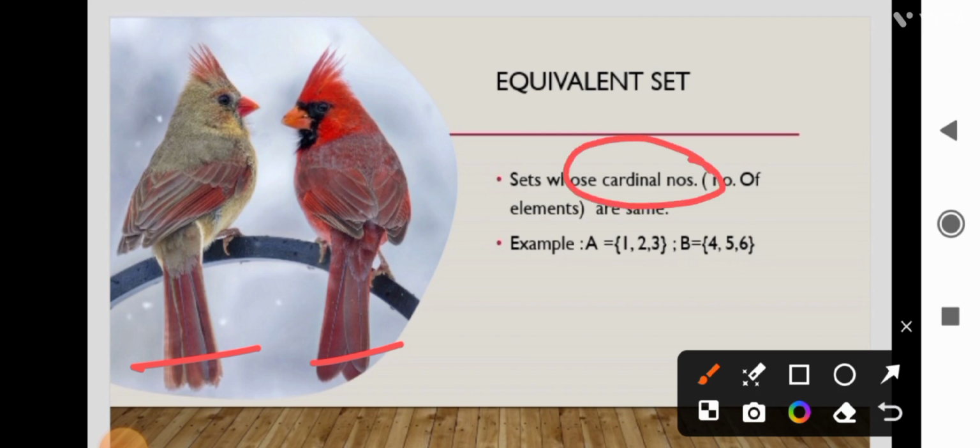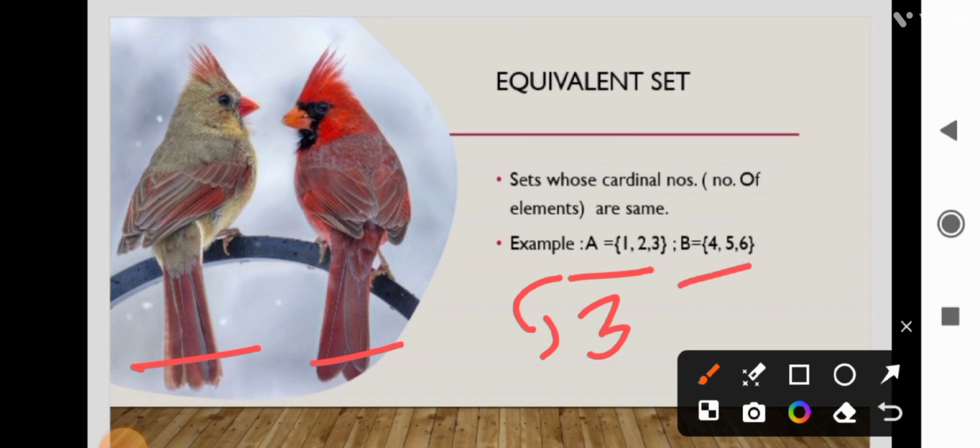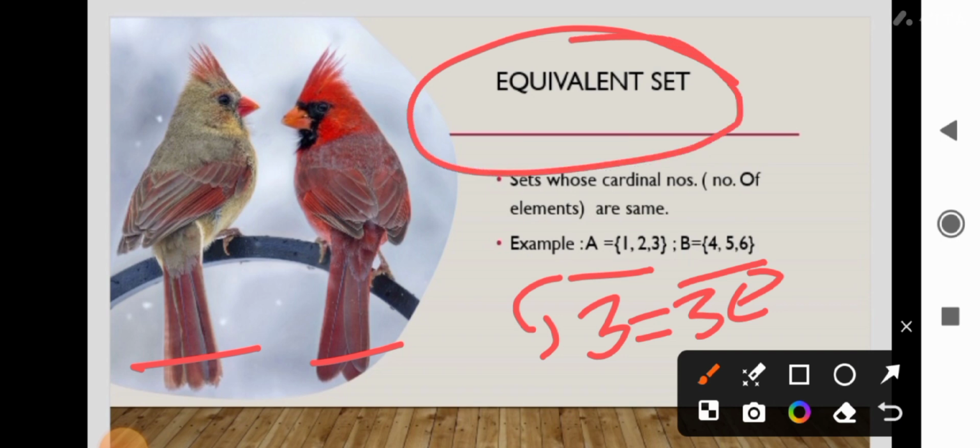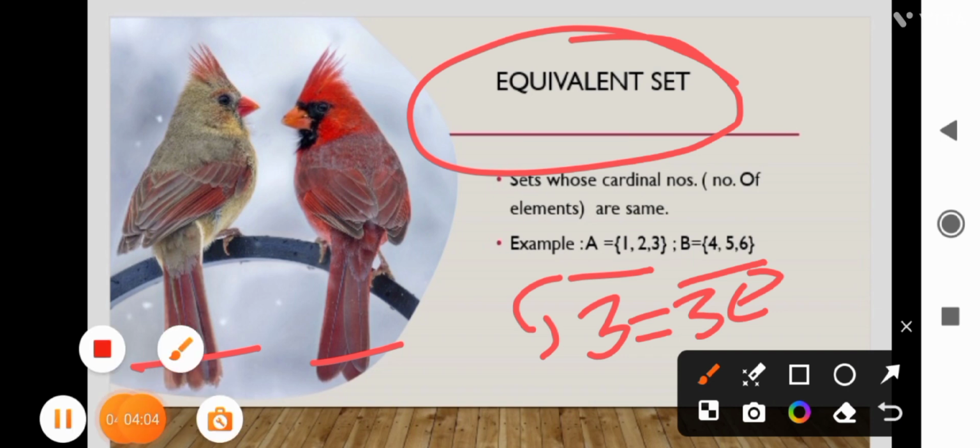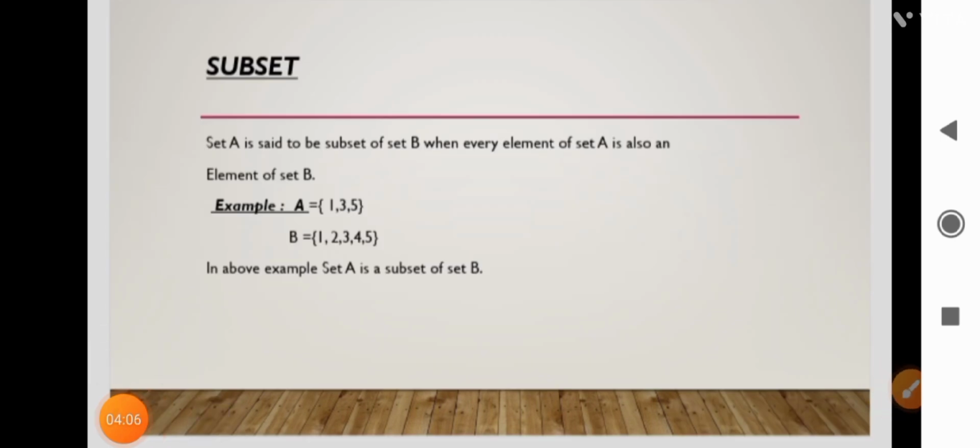So what actually is a cardinal number? Cardinal number is just the number of elements present in a set. For example, if set A contains elements 1, 2, 3, the number of elements present is 3, and set B also has 3 elements, that is 4, 5, 6. Here the cardinal number is the same, so we can say that these two sets are equivalent sets. Now one thing we need to remember is that all equivalent sets are not equal sets, but all equal sets are equivalent sets.